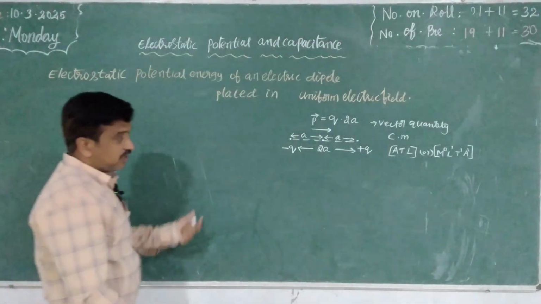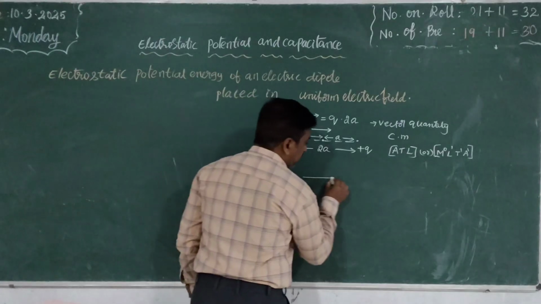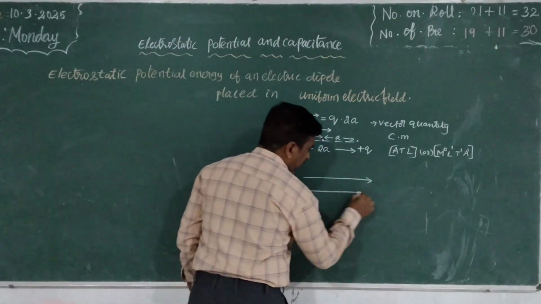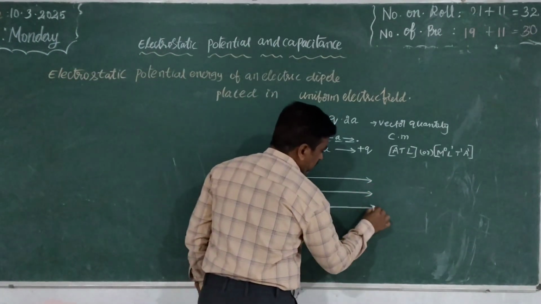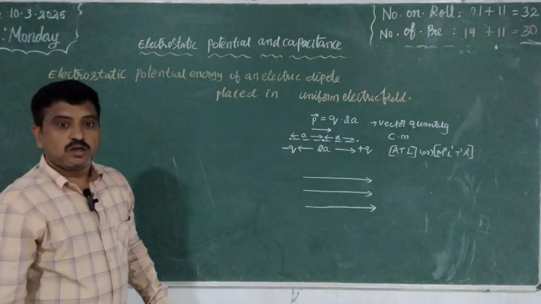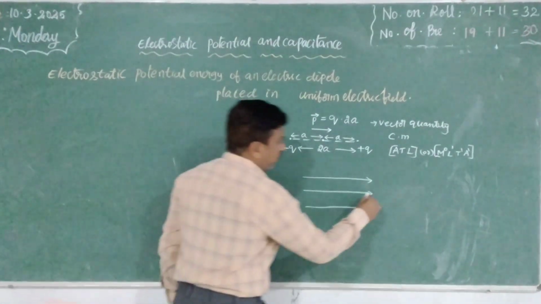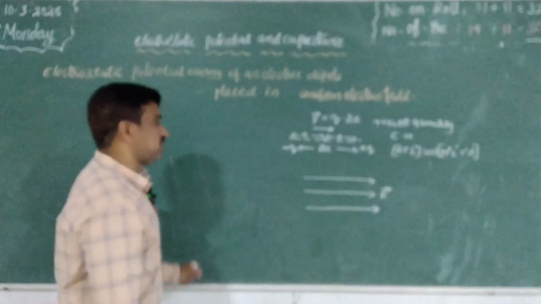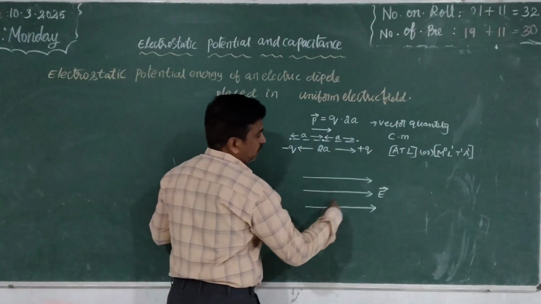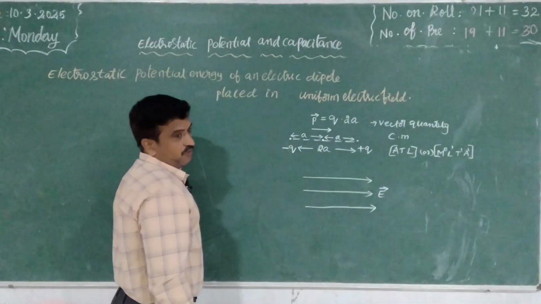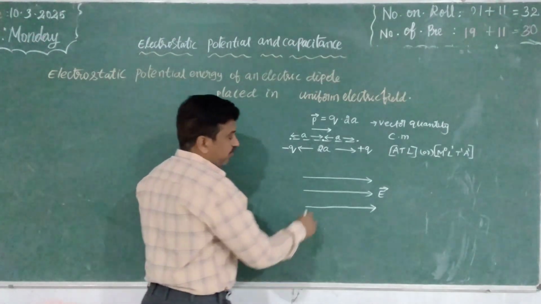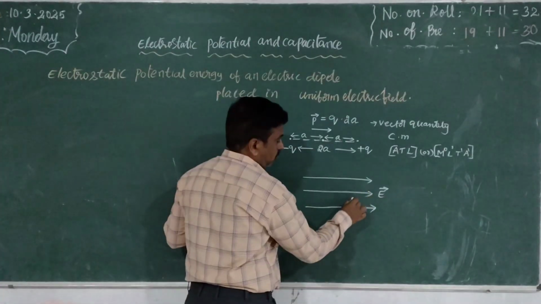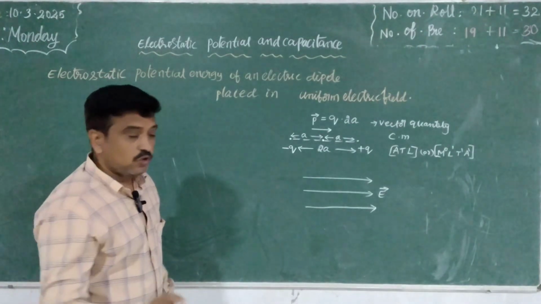Next, uniform electric field. See, electric field lines that are straight, parallel, and equispaced, we call it a uniform electric field. This is the uniform electric field. Means electric field lines are straight, parallel, equispaced. That electric field we call a uniform electric field. In a uniform electric field, at every point, this point, this point, or this point, any point, the electric field is the same. That's why we can say it is a uniform electric field.